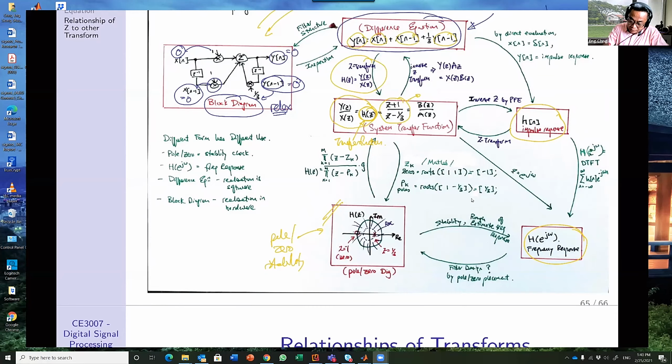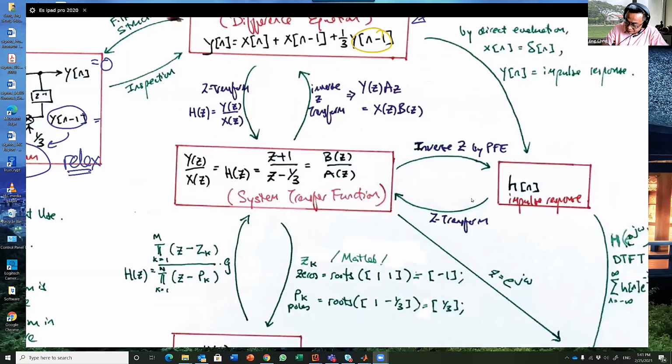So, to get h[n], one of the answers is, of course, this box. That means we start from here, we have H(z), and we perform inverse Z transform by partial fraction. That's one way. So if you can figure out how to do this, you will arrive at a closed form solution, meaning that you have an equation showing you h[n]. So this is one way. Very good. Another way.